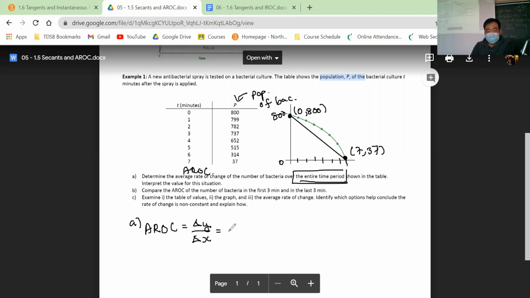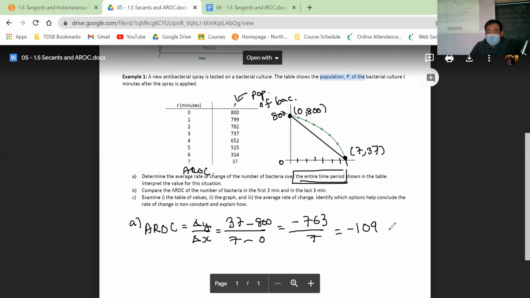Okay. Interpret the value of this rate. So delta y over delta x. So 737 is the y value, 7 is the x value, minus 800 is the y value, 0 is the x value, and so that equals negative 763 over 7. Oh, mental math. Oh, thank you, grade 9.